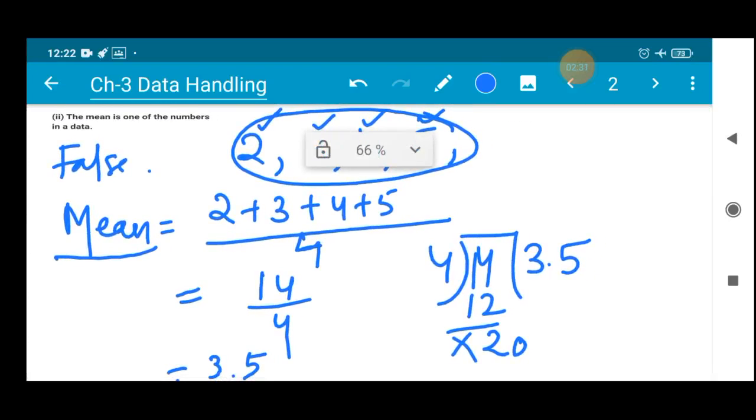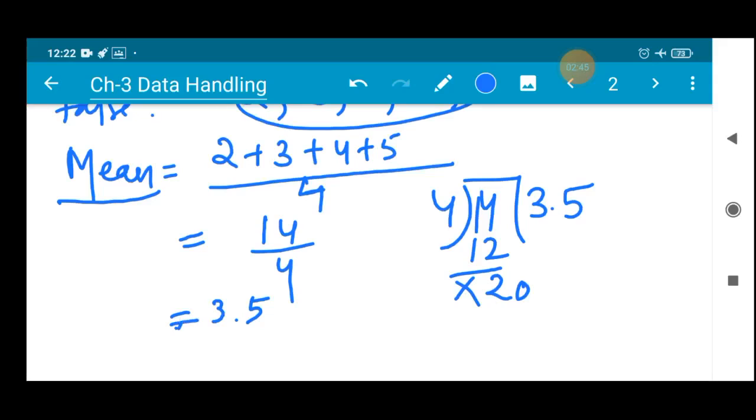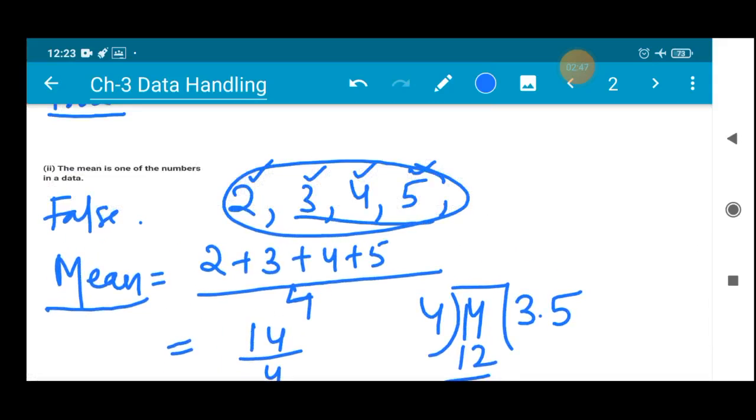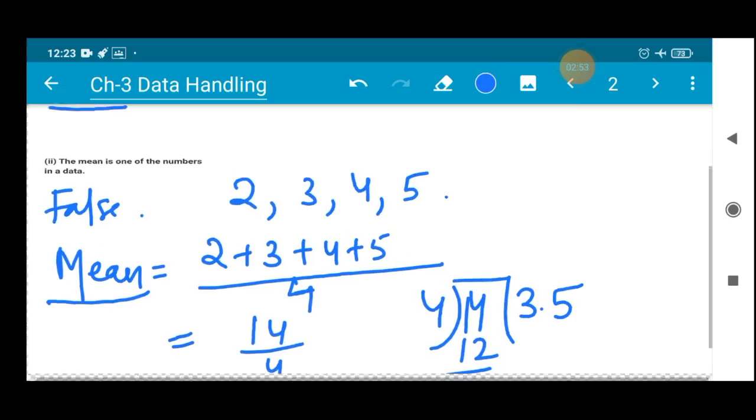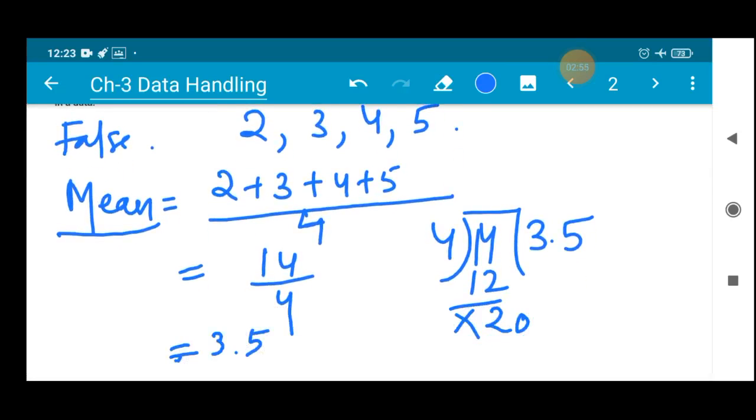In our previous example, we saw that our mean was 4 and it was from our observations only. But in our second case, when the observations are only 2, 3, 4, 5, we got the mean 3.5, which is not from the given observations. So that is why the statement is not always valid. So the statement is false. I hope you have understood this.